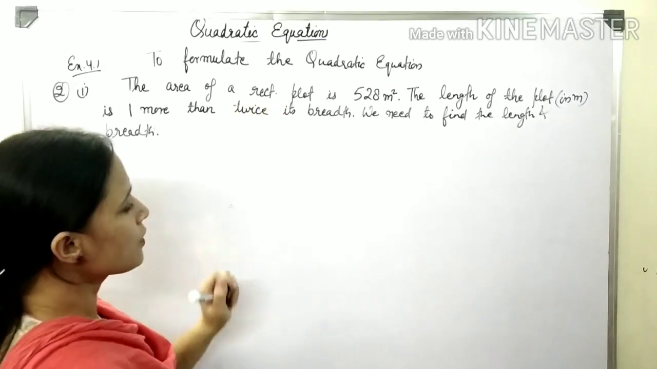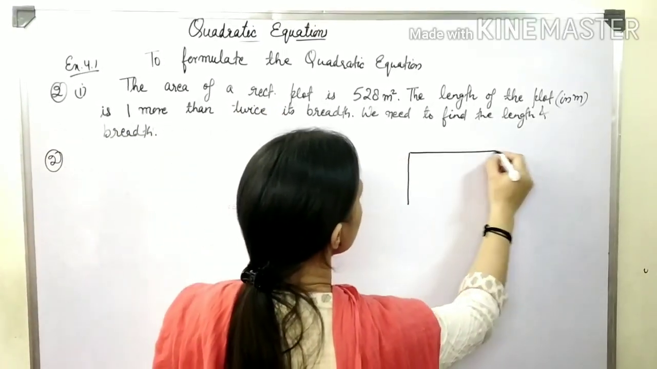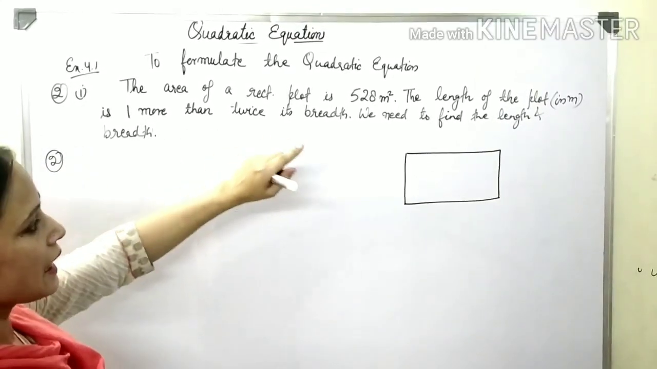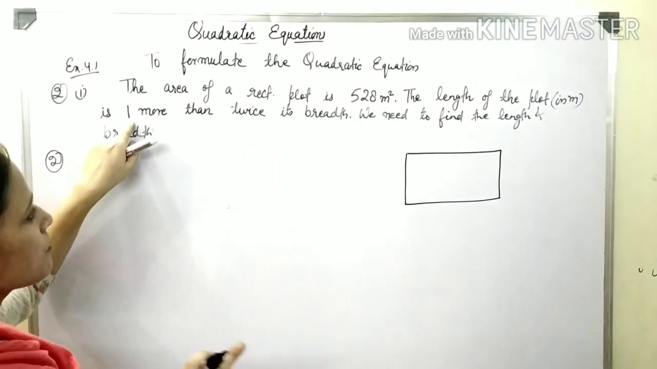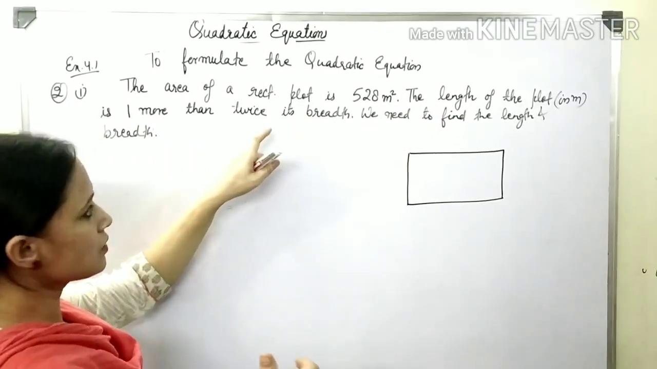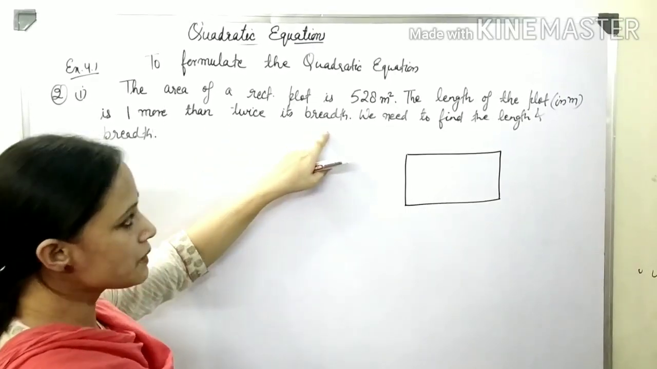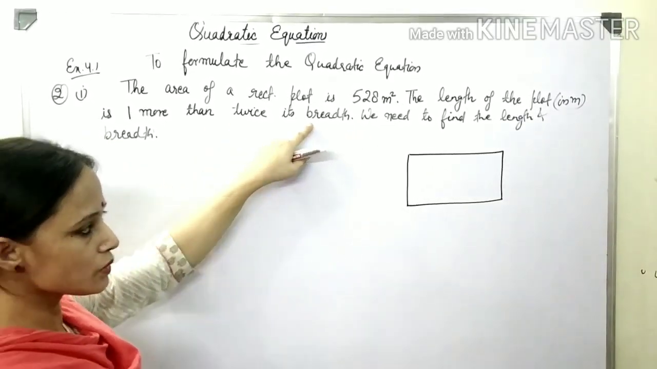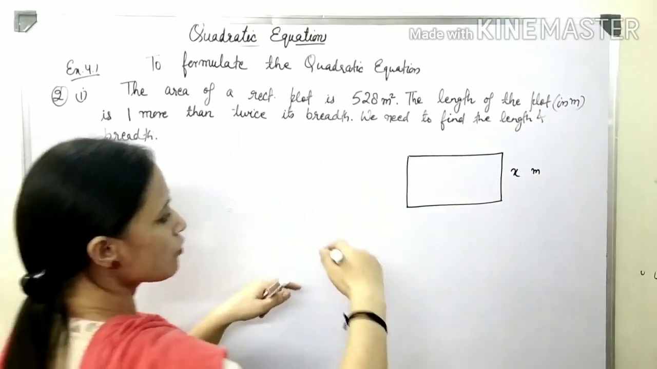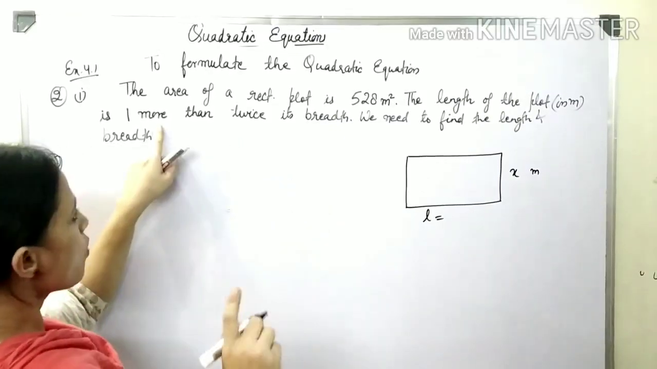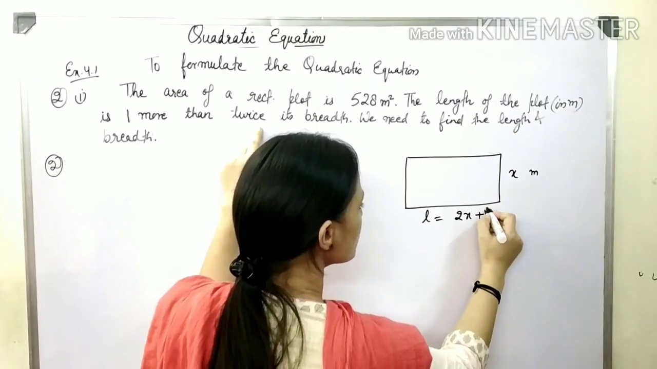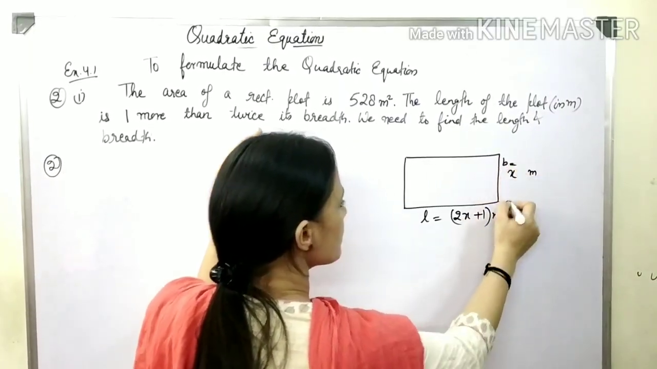The area of a rectangular plot is 528 meters square. So a rectangular plot is there whose area is given to us. The length of the plot in meters is 1 more than twice its breadth. It means the length is depending upon the breadth, so we'll have to assume the breadth first. So let us assume that the breadth is x meters. So what will be the length? Length will be equal to 1 more than twice its breadth, that is 2x, twice its breadth, and 1 more than. So 2x plus 1 meters.